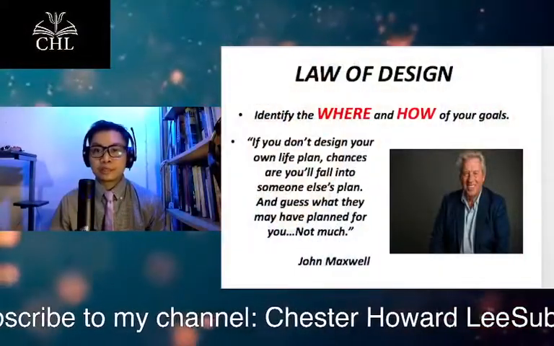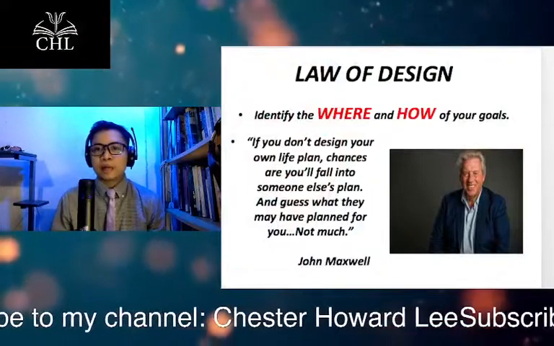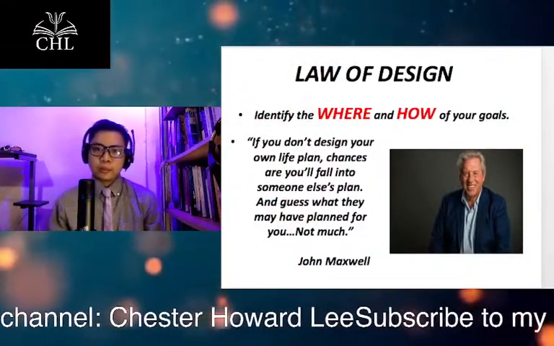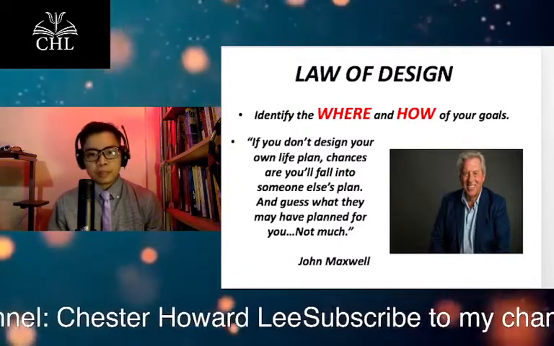Now, in the chapter, John Maxwell opens his teachings about goal with the following words. Ang galing nung sinabi niya. If you don't design your own life plan, chances are you'll fall into someone else's plan, and guess what they may have planned for you? Not much. Totoo yan eh.